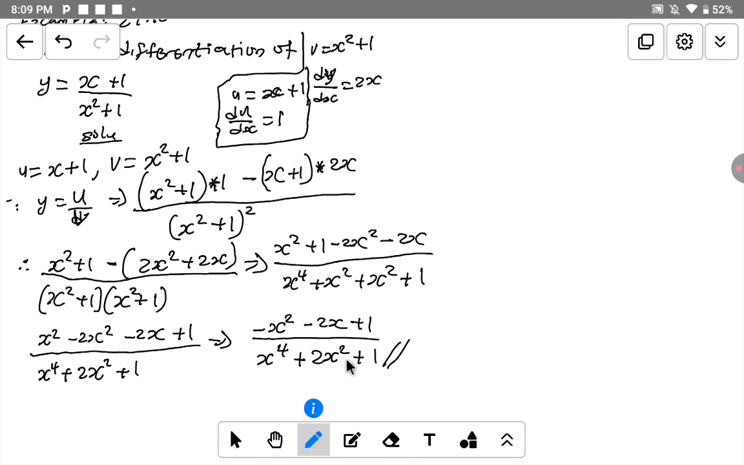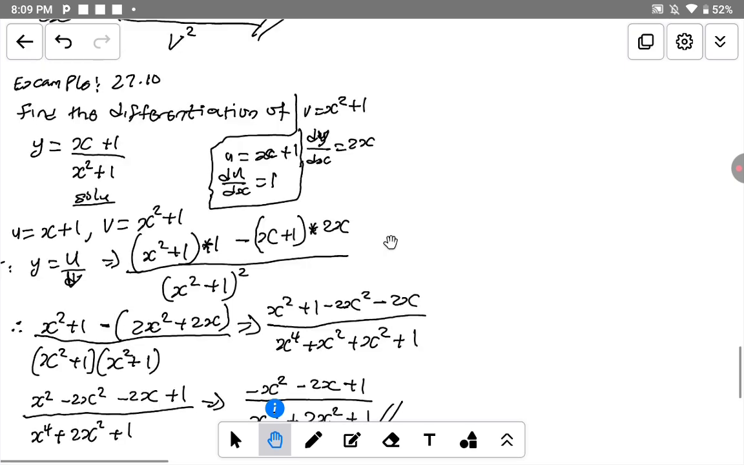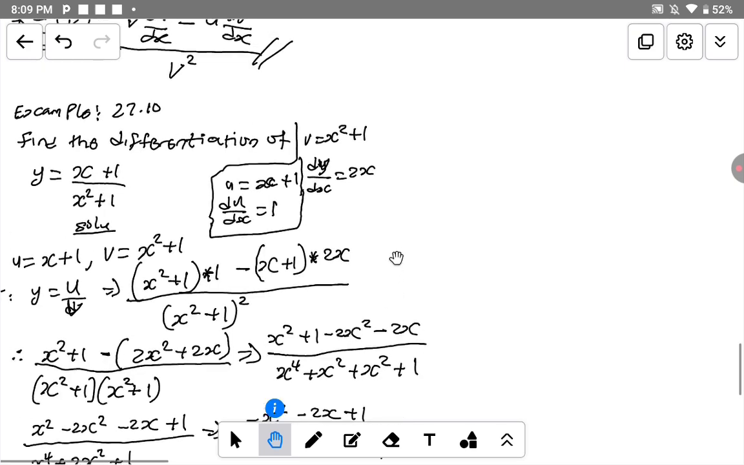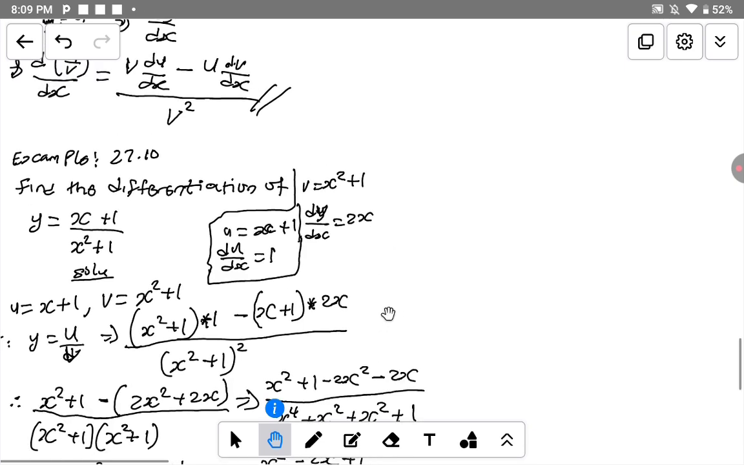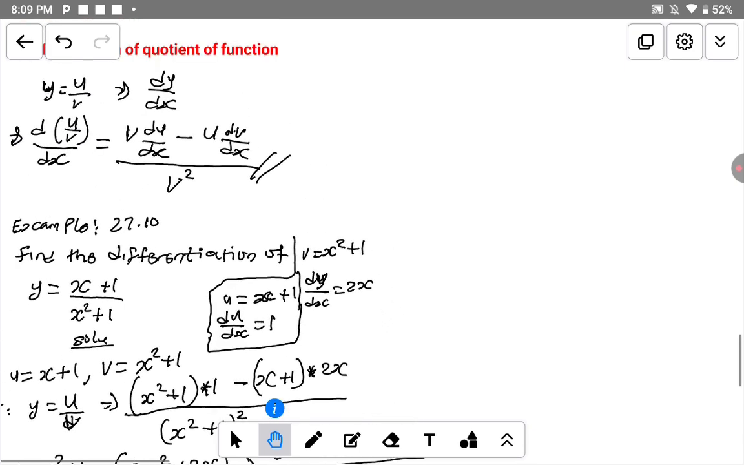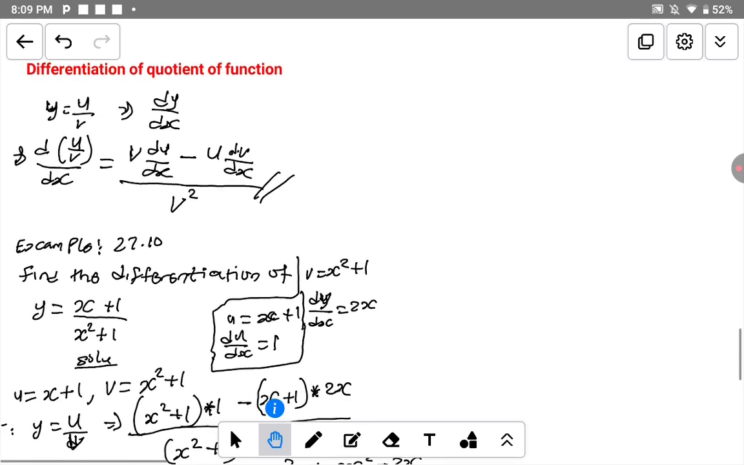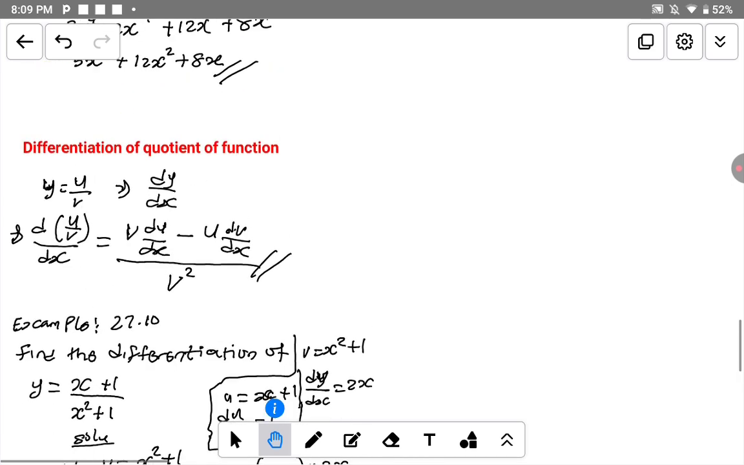This is the last breakdown, unless you want to factorize this one back to this. This is how you solve it, step by step, to solve any quotient rule. If you just follow the general expression, you will find it easy. If you understand that general expression, everything is easy for the quotient rule. If you have any question, let me know in the comment section.